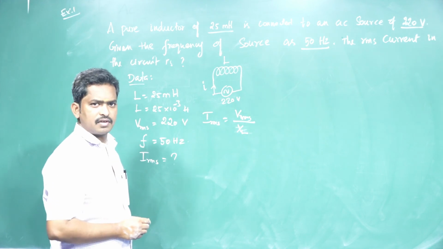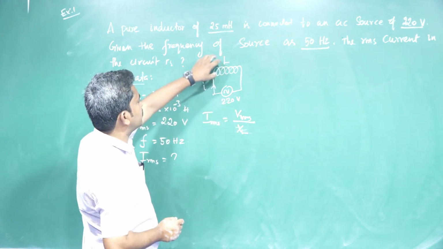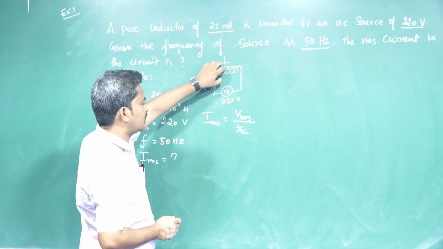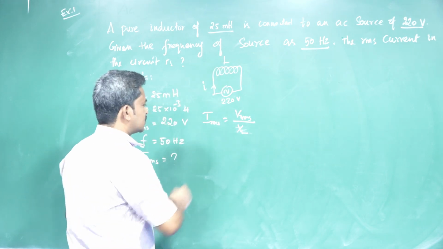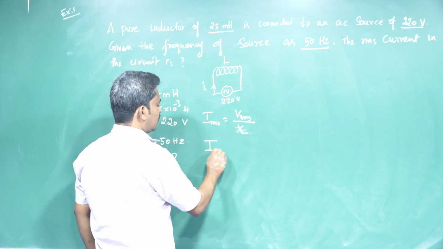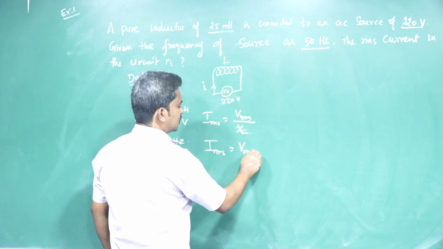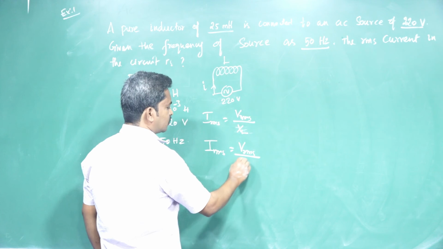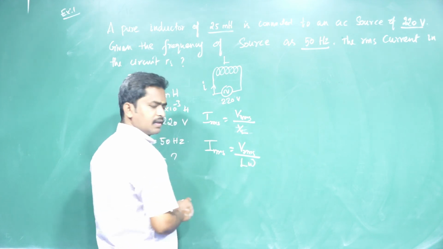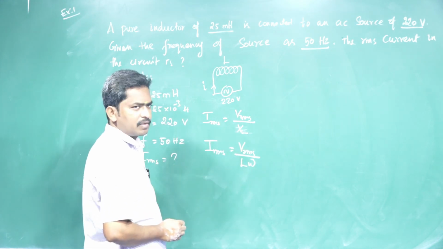Inductive reactance, we are using an inductive coil, that's why it is called inductive reactance. This is also a resistance, a reactance. So IRMS is equal to VRMS divided by XL, where XL is equal to L omega.